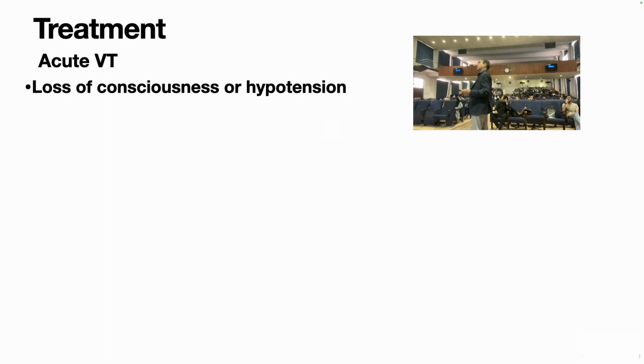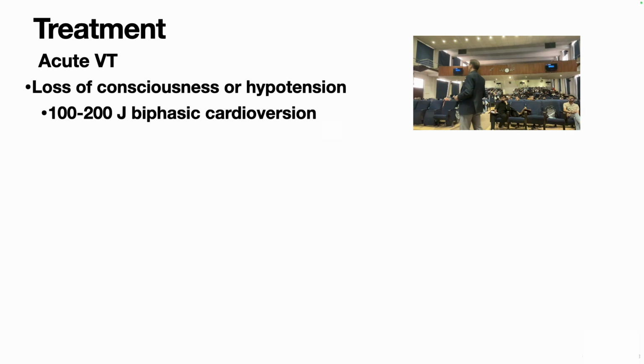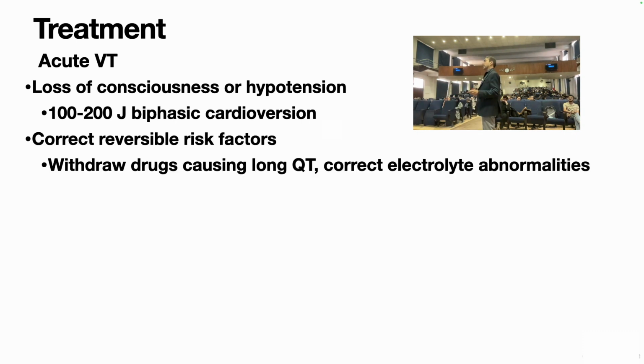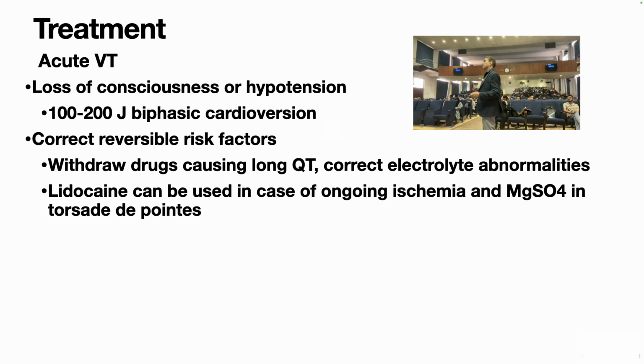Acute ventricular tachycardia, the patient may have loss of consciousness and hypotension. Give biphasic cardioversion, 100 to 200 joules. Correct reversible risk factors, withdraw drugs causing long QT, correct electrolyte abnormalities. Lignocaine can be used when the patient has ischemic heart disease, or magnesium sulfate can also be used if the patient has torsades.